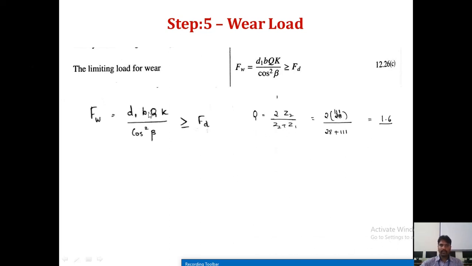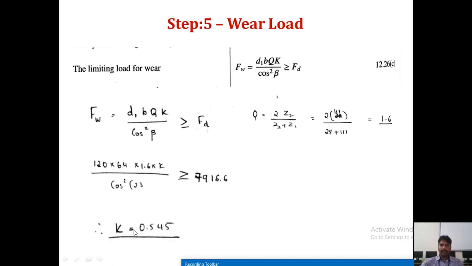So d1 is known, b is known, q we need to calculate based on z1 and z2, cos beta is known. So calculate q. Q is given by 2z2 divided by z1 plus z2, that is equal to 2 into z2 divided by z1 plus z2. So q is equal to 1.6. So substitute all the values. D1, b 64, q is 1.6, K divided by cos squared 23 degree, which is greater than or equal to the dynamic load 7916.6 Newton. So K value is greater than or equal to 0.545.